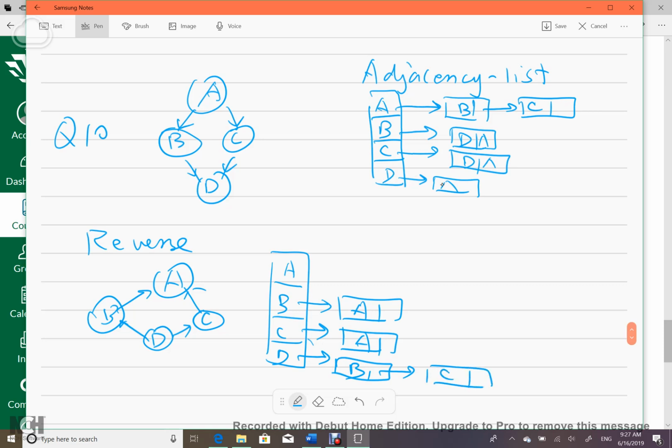And since D has nothing pointing to it, D should be, in this case, the root, right? And again, there's no out edge, right? So A has no out edge. So this is the procedure we see.